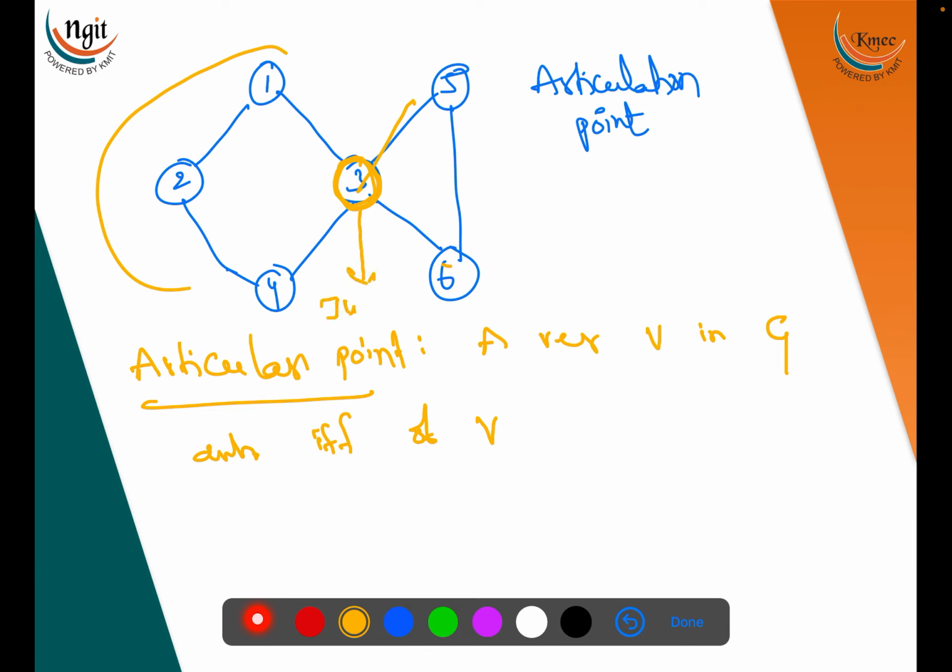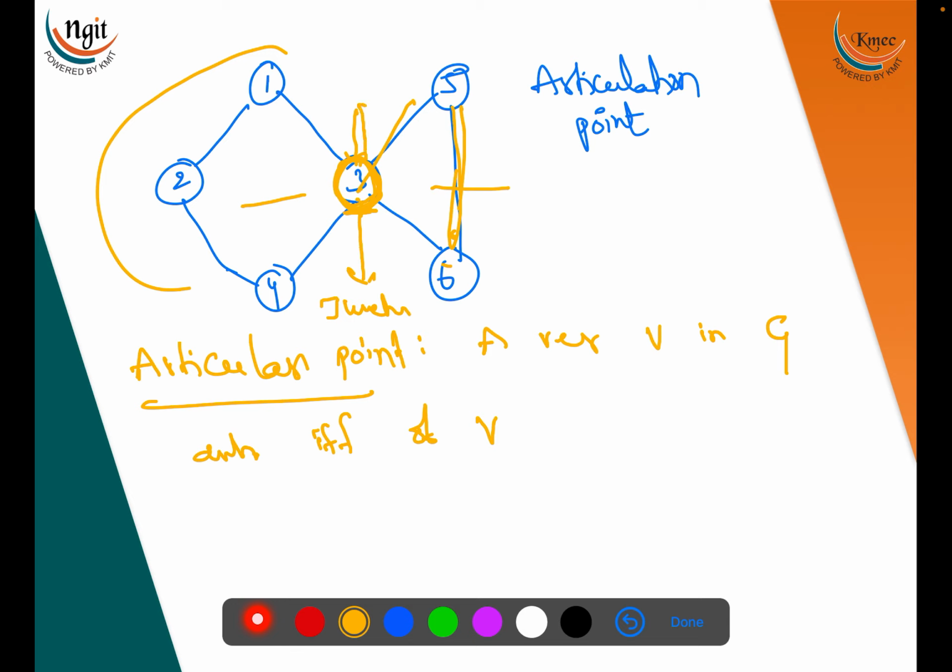It is a junction to connect two different vertices. So if I delete this vertex, I am calling this an articulation point, because an articulation point is what? A vertex V in a connected graph G is an articulation point if and only if the deletion of vertex V together with all edges incident to V disconnects the graph. So this is an articulation point.